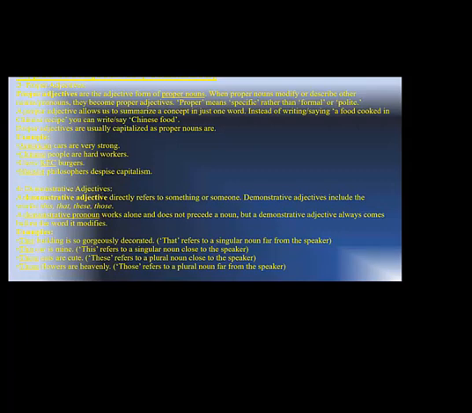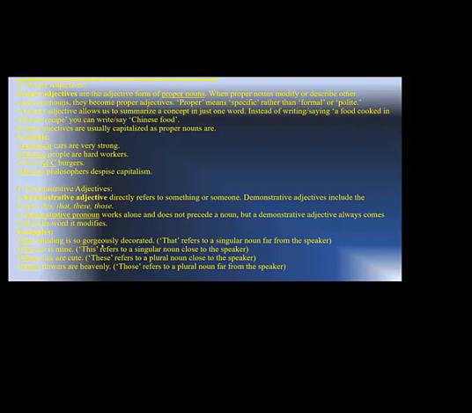Demonstrative adjectives. Number 4, demonstrative adjectives. A demonstrative adjective directly refers to something or someone. Demonstrative adjectives include the words this, that, these, those. A demonstrative pronoun works alone and does not precede a noun, but a demonstrative adjective always comes before the word it modifies. So this is the difference between demonstrative pronoun and demonstrative adjective.